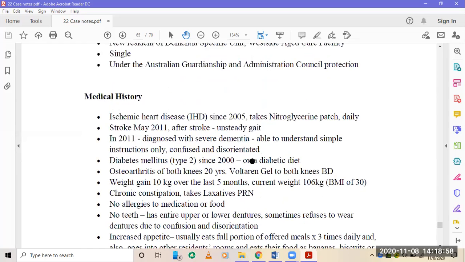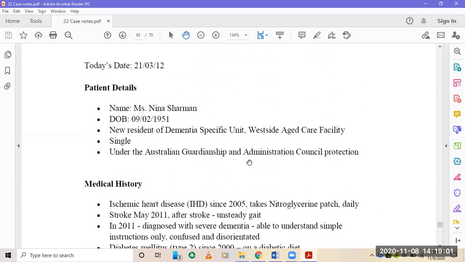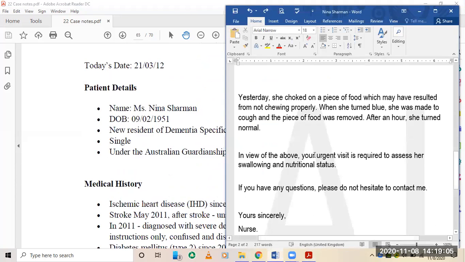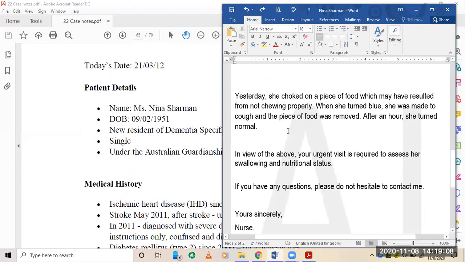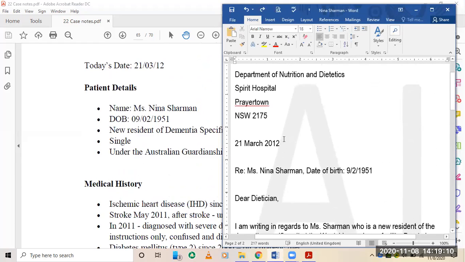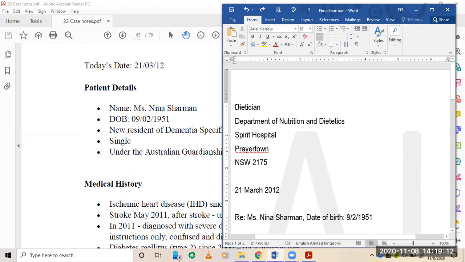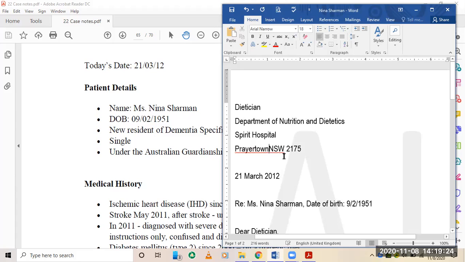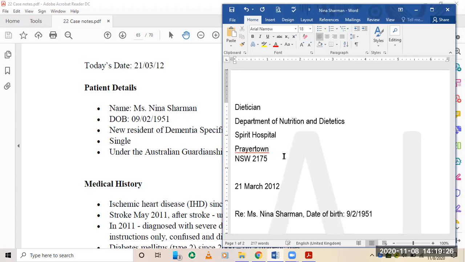So there we are, and we will also check how we have written the first paragraph. So there is the first paragraph on the screen on the right hand side. So what do we see there is how we will start writing. To the dietitian, Department of Nutrition Dietetics, Spirit Hospital, Prayer Town, NSW 2175. I can convert it into four lines if I want by just taking the NSW here, but otherwise it's fine. Let it be where it was, no commas or full stops in the end.